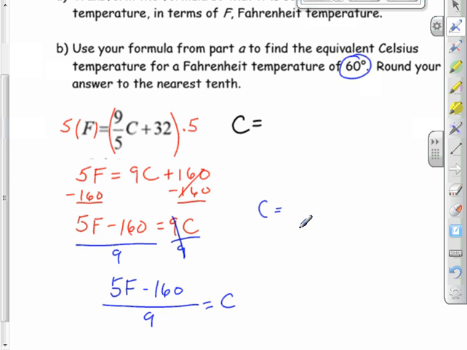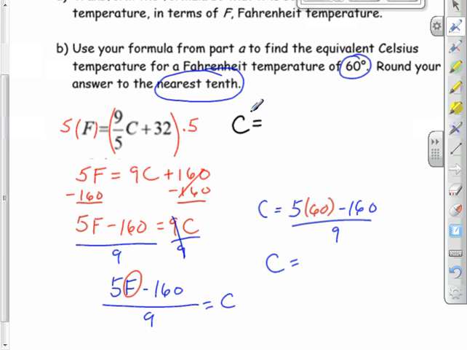So we would simply substitute 60 for f right here. So it would be 5 times 60 minus 160 all over 9. And take note of the rounding instructions. We're asked to round this to the nearest tenth. I think at this point you should be able to calculate this value out and round it appropriately.